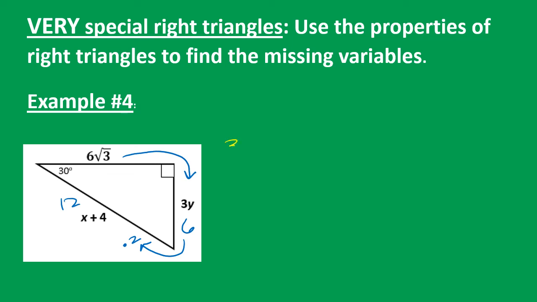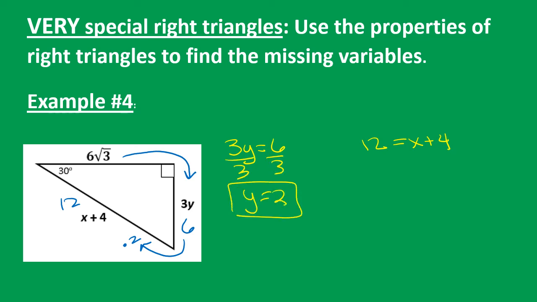So my short leg is 3y, and the length of my short leg is 6. My hypotenuse is 12, and that is equal to x plus 4. Solving for x and y, if I divide each side by 3, I get y equals 2. And if I move the 4 over to the other side by subtraction, the additive inverse, I get x equals 8. All right, hopefully that is enough to get you through this assignment.